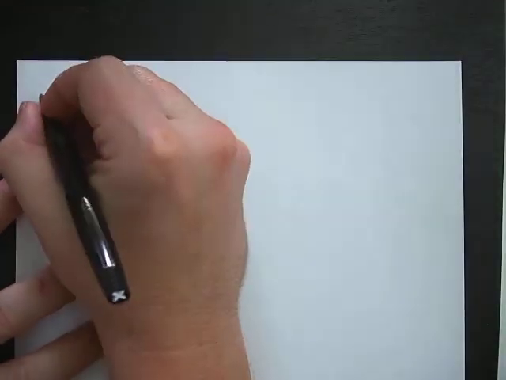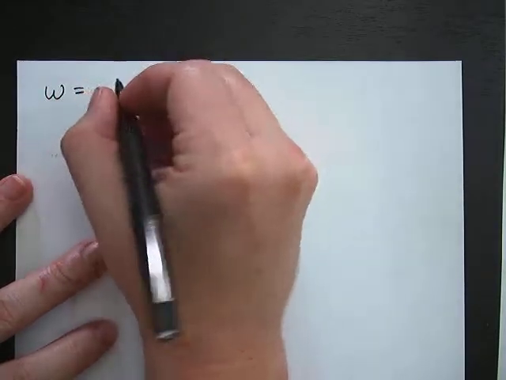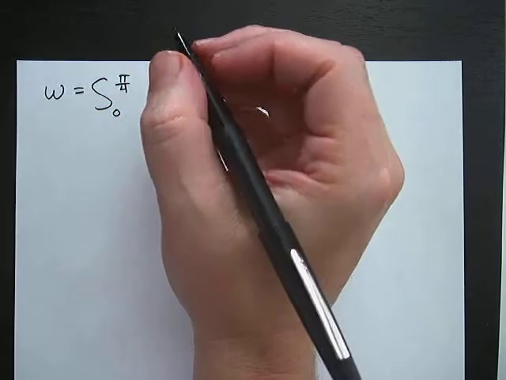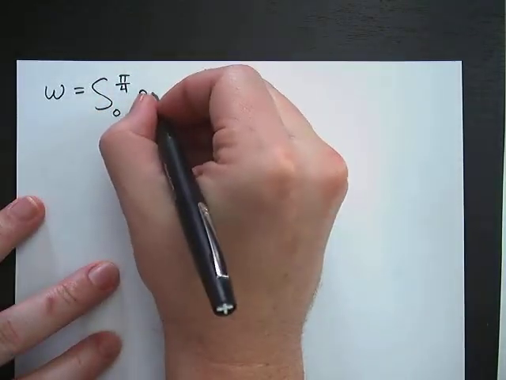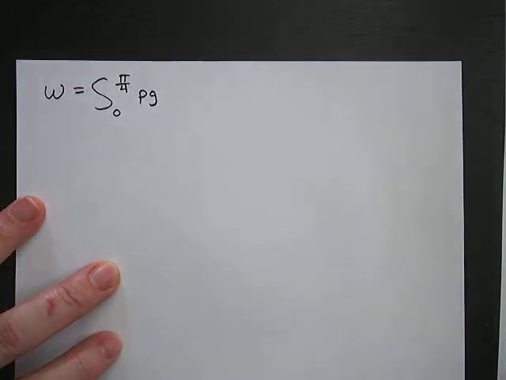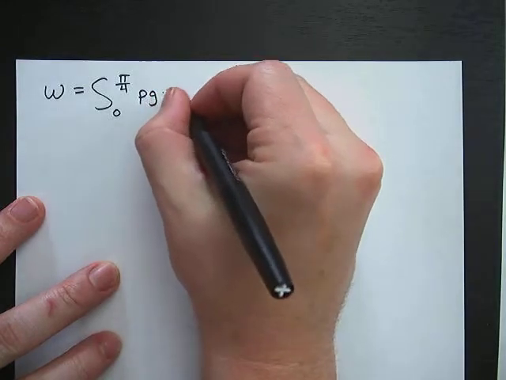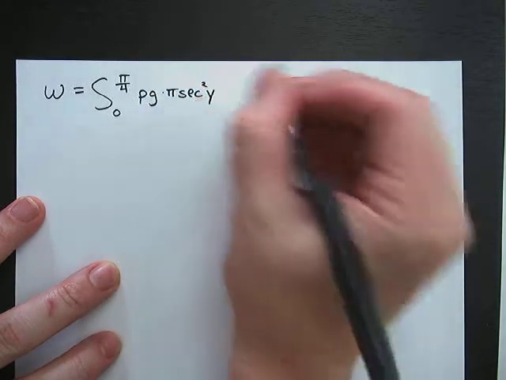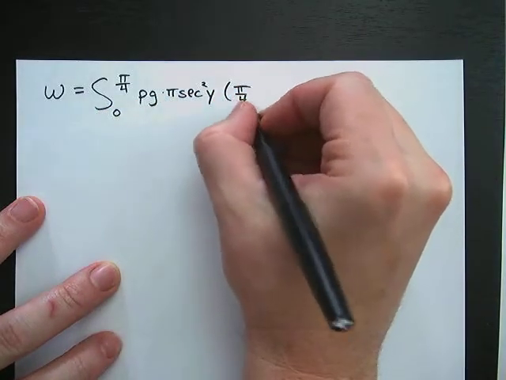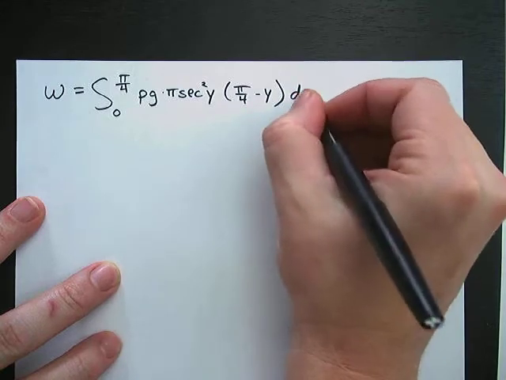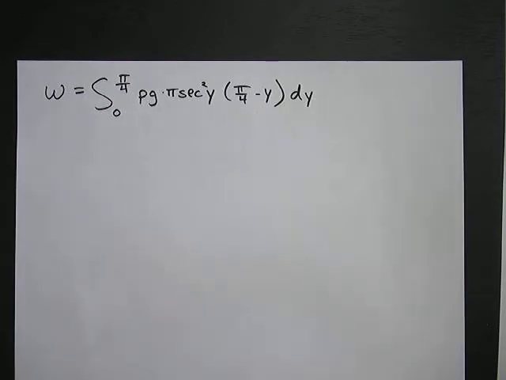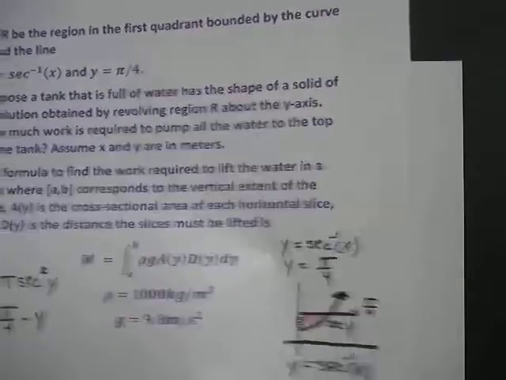So we get W equals the integral from 0 to pi over 4 of rho times g, and then we know what our A of y is. It's pi secant squared y, so times pi secant squared y, and then we know what our D of y is. It's pi over 4 minus y. That's all with respect to y. Okay, and we're going from 0 to pi over 4 because those are our limits based on this.